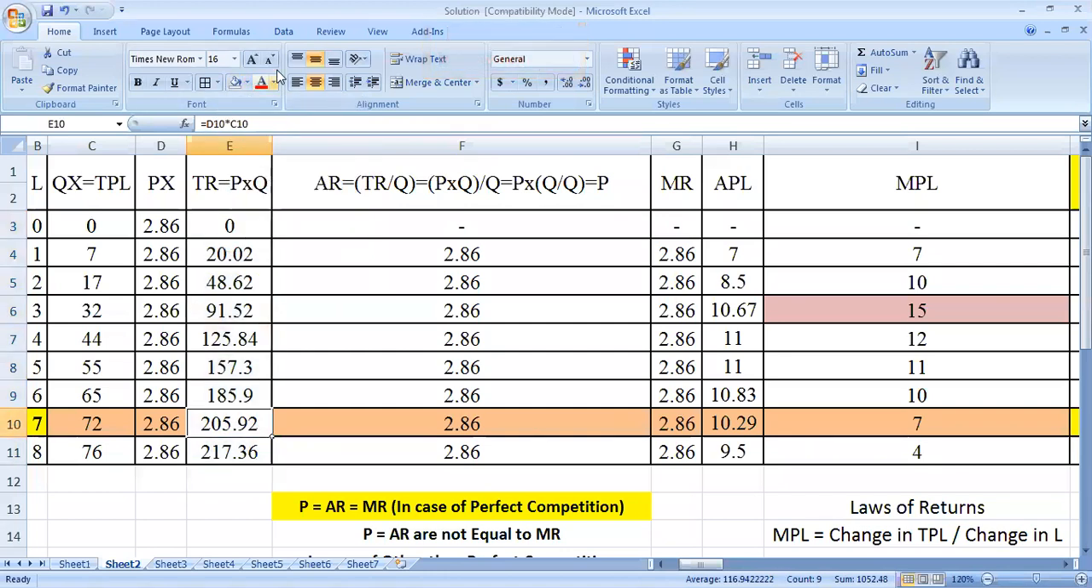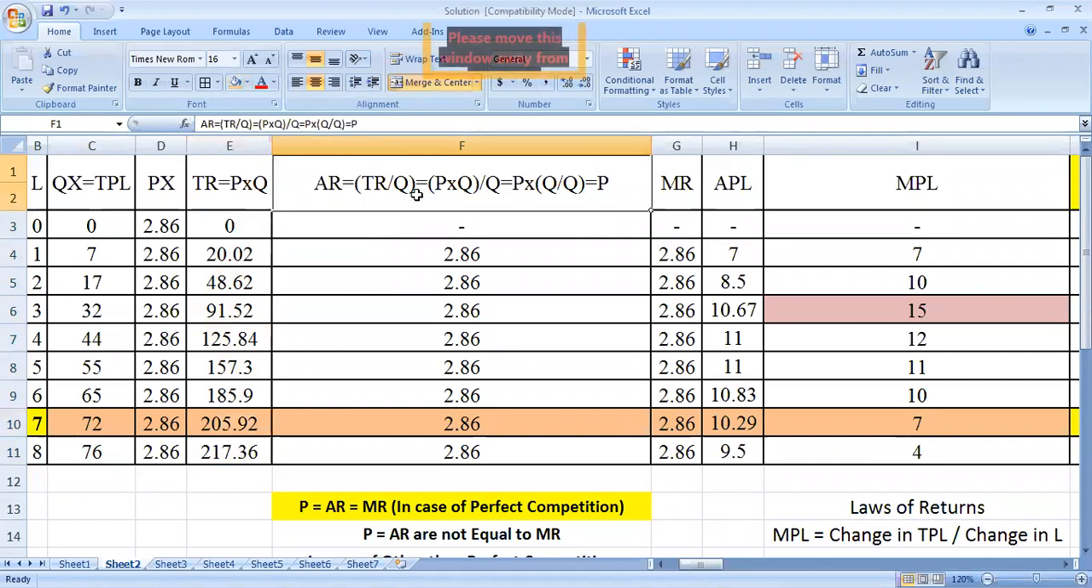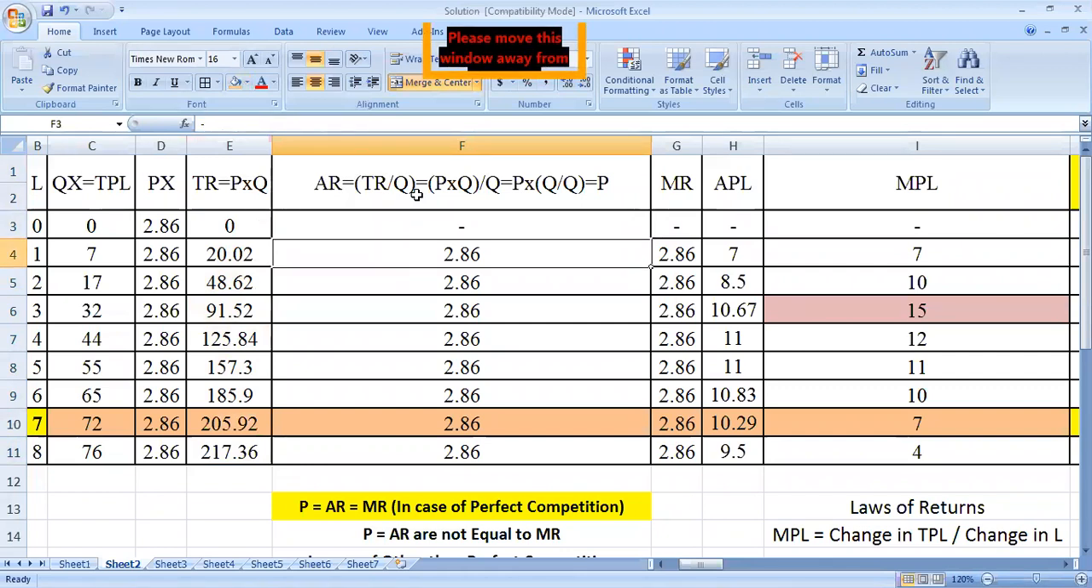Okay. What is going to happen after the column of total revenue? A column of average revenue is obtained. How is it obtained? By dividing total revenue by output. Now let me tell you about this information.